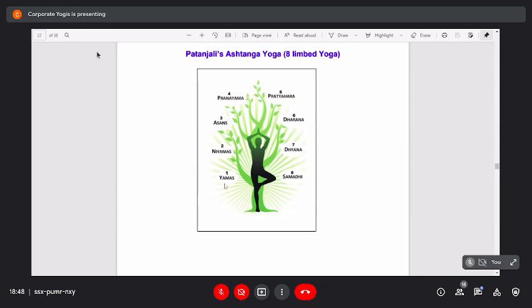Out of these, the first four are called Bahiranga Yoga. The 6th, 7th and 8th, Dharana, Dhyan and Samadhi, are called Antaranga Yoga, and Pratyahara is called a bridge between Bahiranga Yoga and Antaranga Yoga. All these 8 together are called Ashtanga Yoga. So a question will come: Asana is part of which yoga? Antaranga Yoga or Bahiranga Yoga?